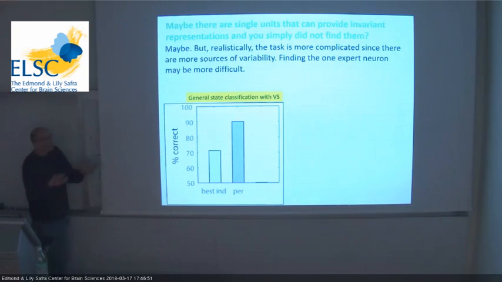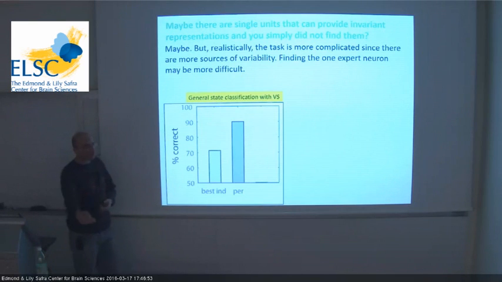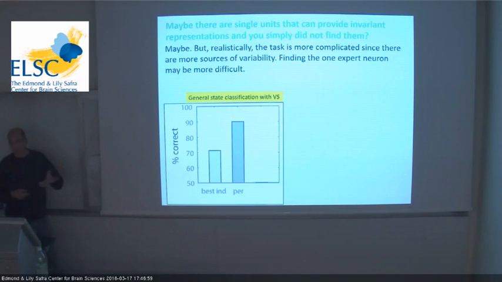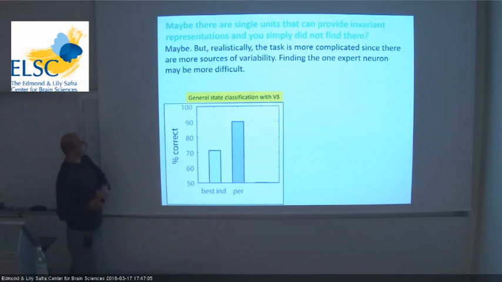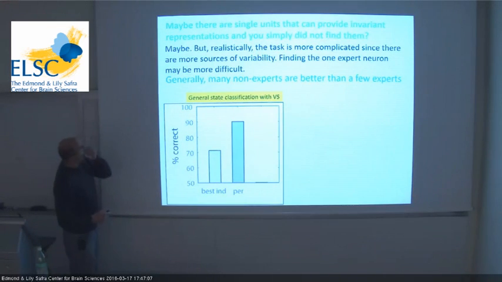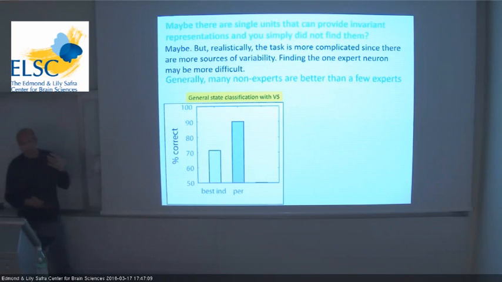But what about other things, like the age of the animal and how long the dilution was outside in the sun to evaporate and maybe oxidized and so on. So there are many more factors of variability which will make the problem more difficult and more unlikely that there is one expert neuron in the data set. And as I said, generally many non-experts, I think, are better than a small number of experts.